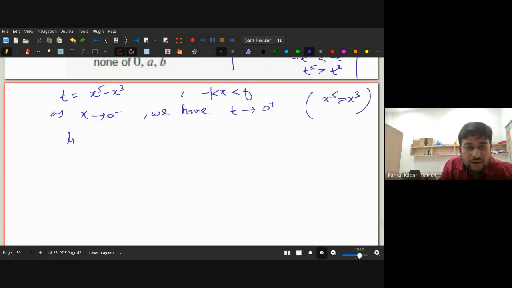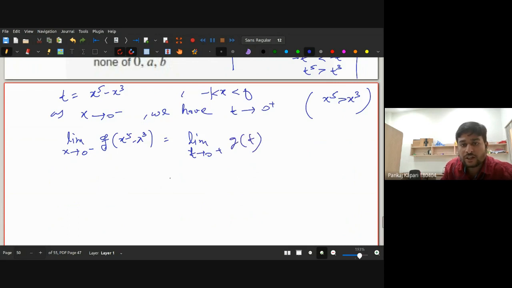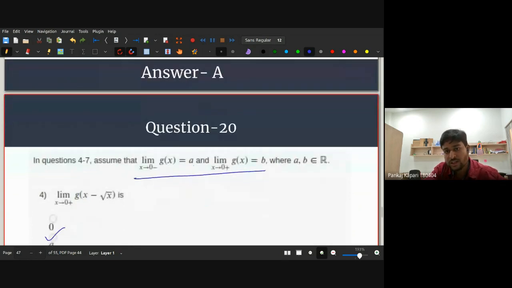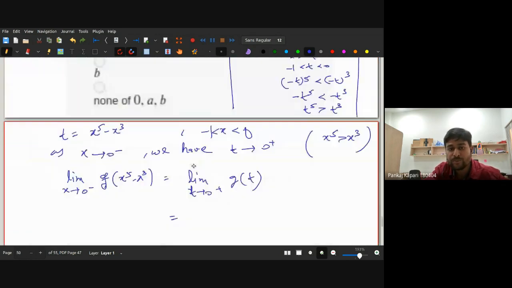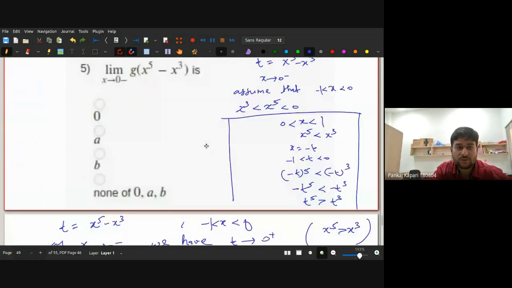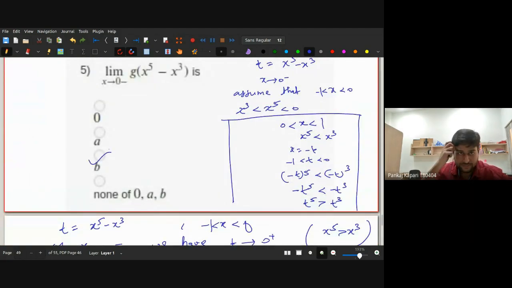Okay, and therefore the limit as x goes to 0 from the left of g of x to the power 5 minus x cube is the same as the limit as t goes to 0 from the right of g of t. And from the right, what have we assumed? From the right, we have assumed that the function has limit equal to b. This limit is b, so the third option is correct here.